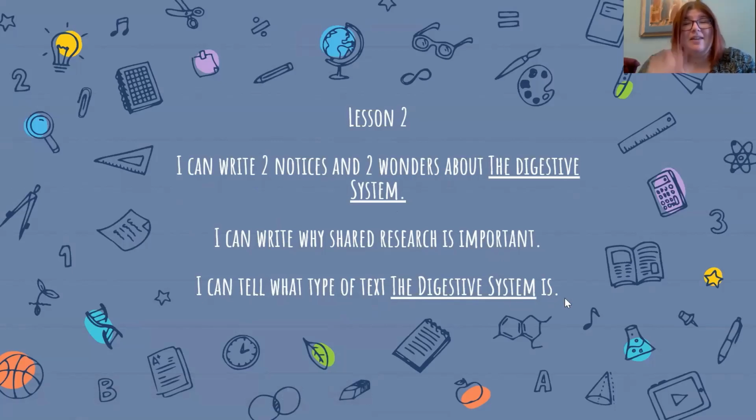So immediately when I look at these, I know, ooh, we're reading a new text. We're going to notice and wonder, something I'm an expert at, and the digestive system must be the title of this text because it has underlines. Okay, so notices and wonders, thinking about shared research and why it's important, and identifying the type of text that our story is. Those are the things we're going to be thinking about as we start to learn this lesson.